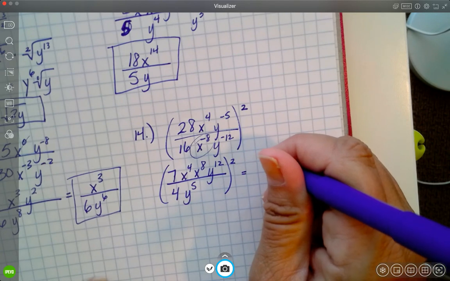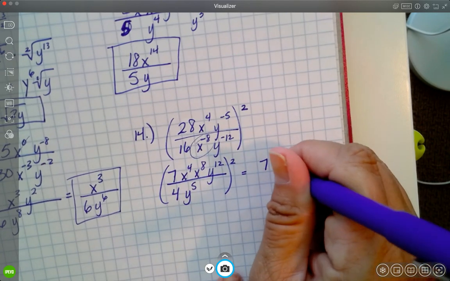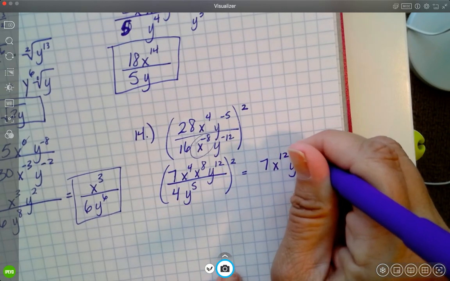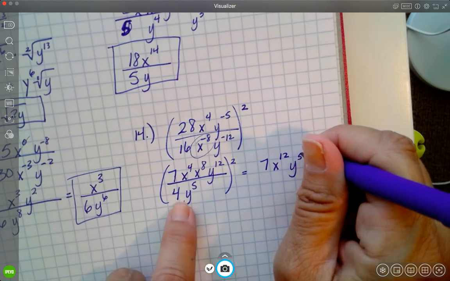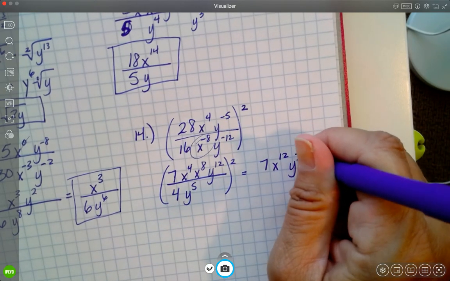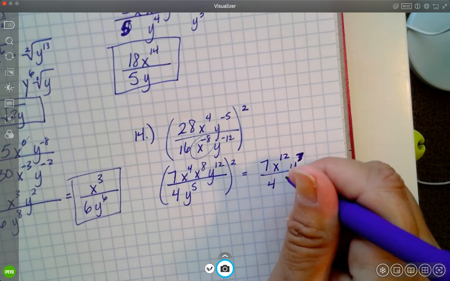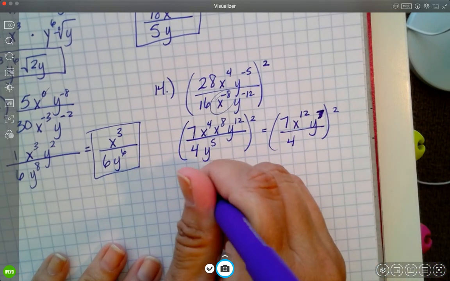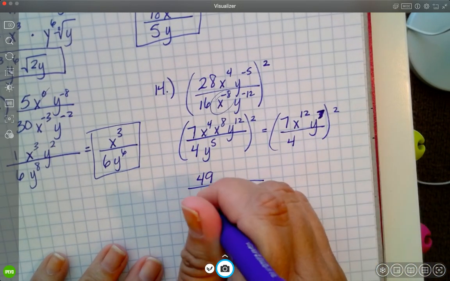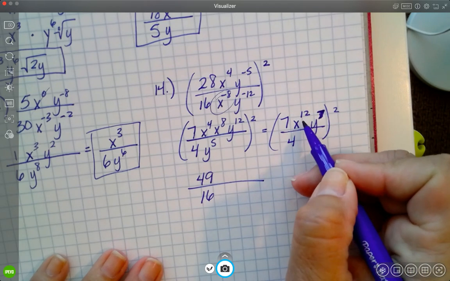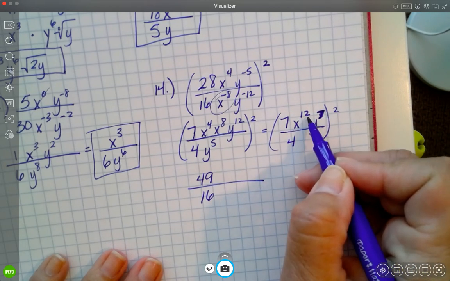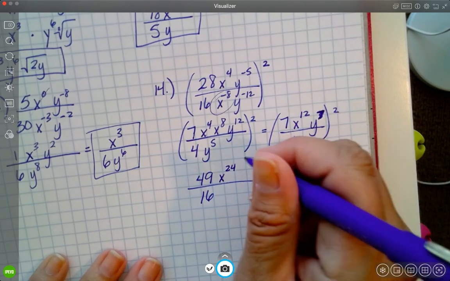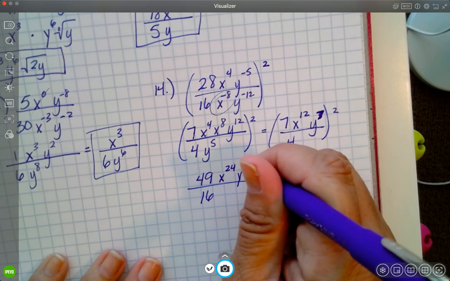So I have 7x to the 12, and then I have 5 more y's in the top, so 5. Oops, I mean 7 more. I have 5 in the bottom, 7. And then in the bottom I have 4, and then y to the 6th. All right, so 7 squared, 49. 4 squared, 16. And then you're going to multiply these. So x to the 12 squared is x to the 24. y to the 7th squared is y to the 14. And that's it.